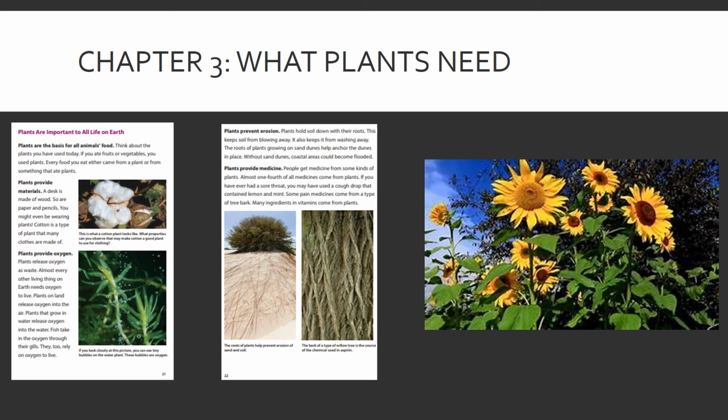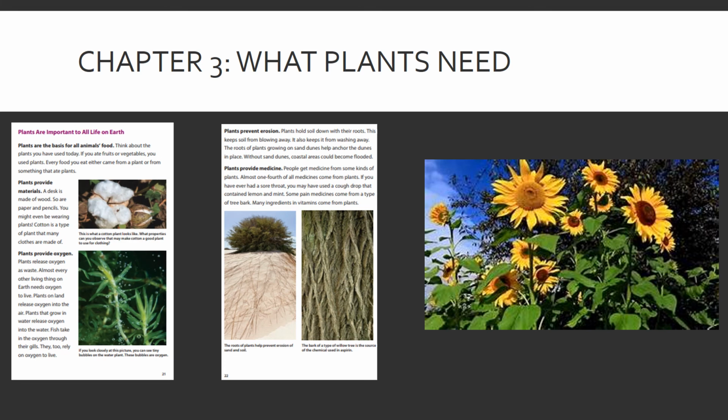Plants provide materials. A desk is made of wood. So are your paper and pencils. You might be even wearing plants. Cotton is a type of plant that many clothes are made of. And there's a picture of what a cotton plant looks like. What properties can you observe that make cotton a good plant for clothing? So what do you think? Can you see any physical properties that would make cotton great for making clothes?